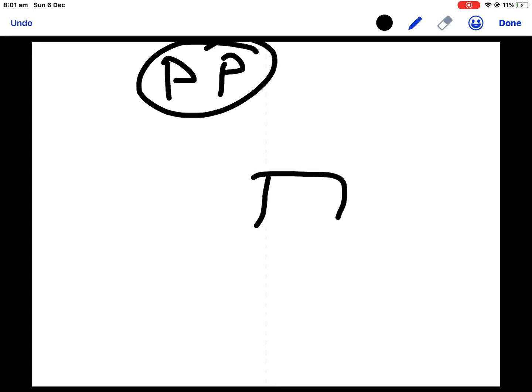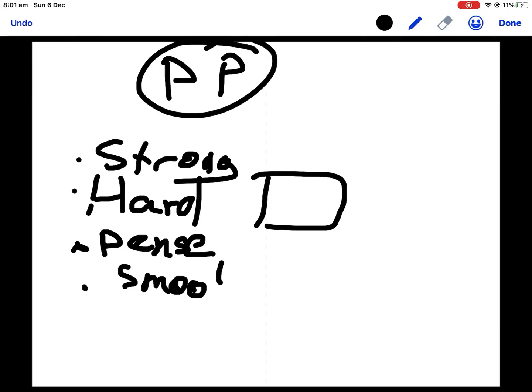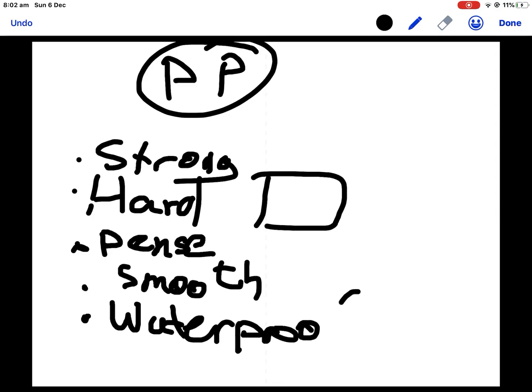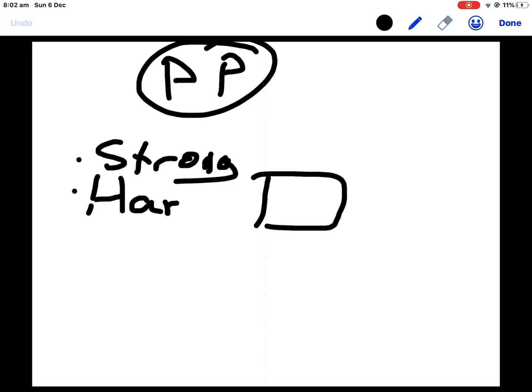Let's do lead again. So one physical property is strong, another hard, another dense, another is maybe smooth, another is maybe waterproof, so like that. I'm going to be saying physical properties a lot in this video, so remember the meaning of it.